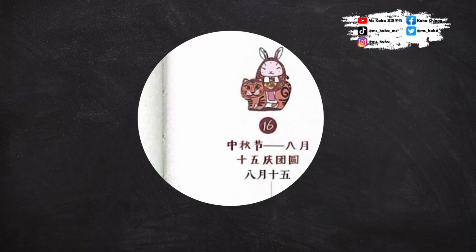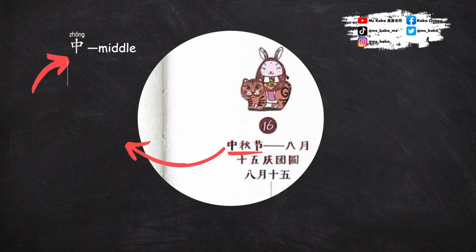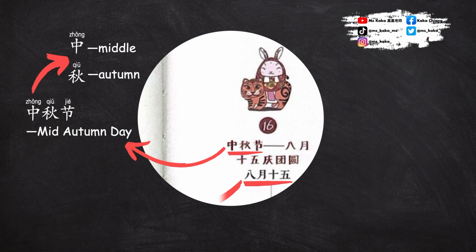It's this one, 中秋节. 中 means middle, and 秋 means autumn. So 中秋节 is Mid-Autumn Day. 中秋节在农历8月15, August the 15th in Chinese calendar. This year, 中秋节在9月10日 in Gregorian calendar. If you don't know what 农历 is, Chinese calendar, please refer to my previous video on date. Click the link in description to learn more.